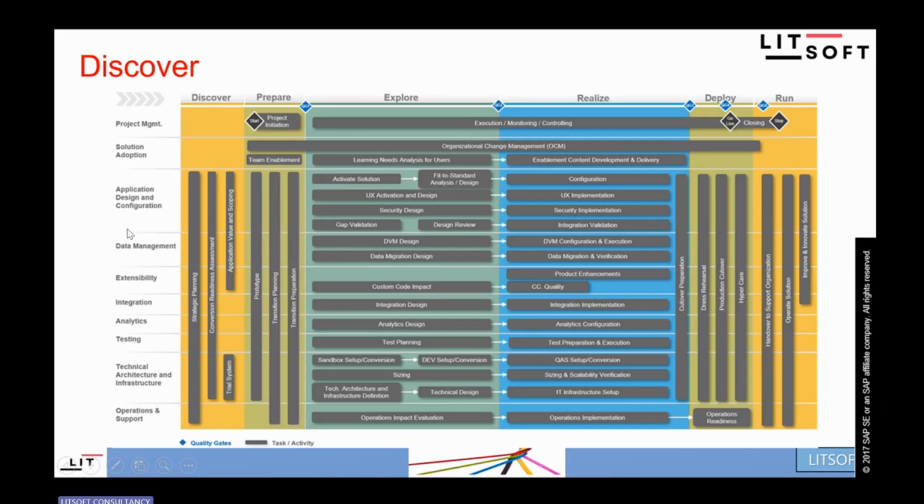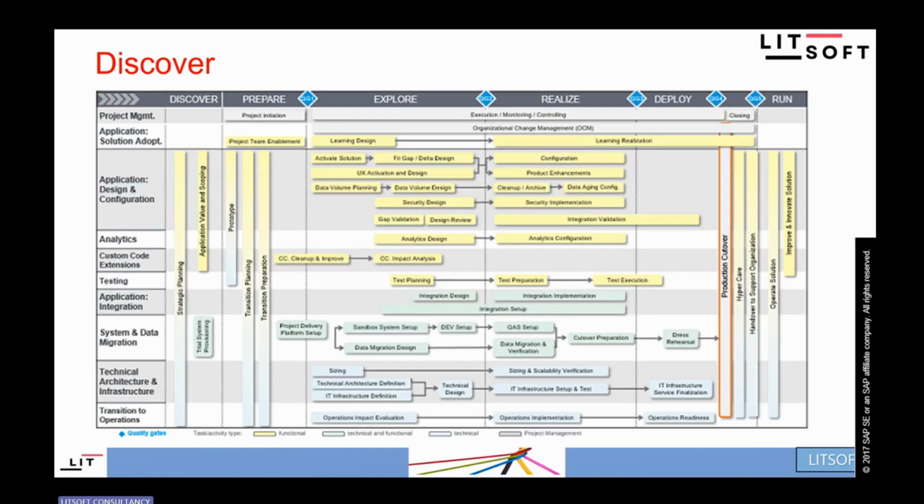At each phase level, you ignore all these things and only keep this. What it is saying here is very small, so I will read it. Strategic planning, conversion readiness assessment, then trial system, application value, and scoping. Relate this with the same thing here, so at least you can read it without colors. Application value and scoping is nothing but scope items.